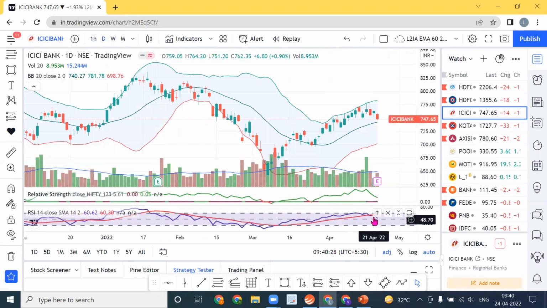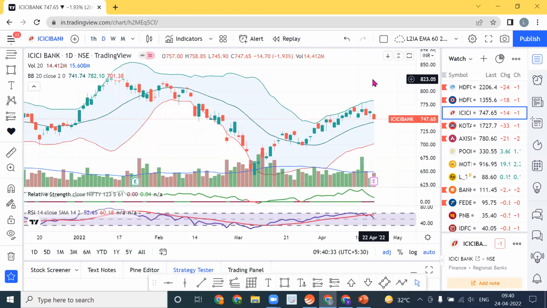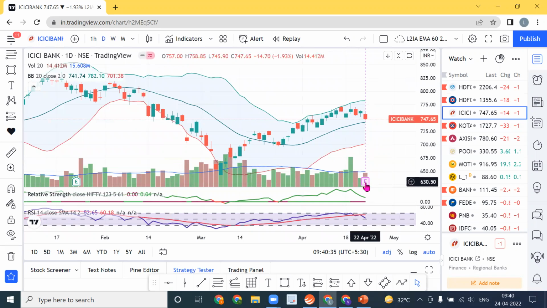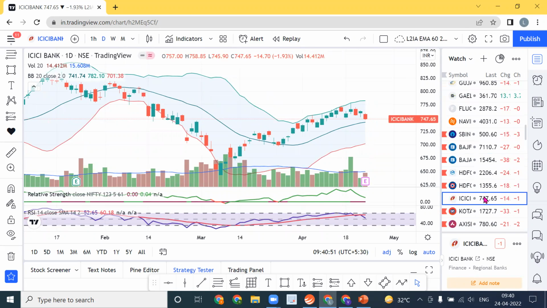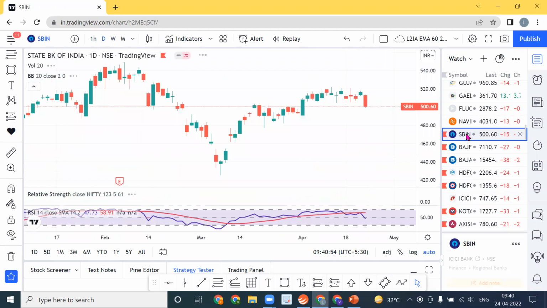See here, the relative strength is going down. Now, what will happen tomorrow? Because the earnings have been declared, you will find some push in the stock. But still, I can tell you, because the banking sector is bad, I don't see any major upward movement until the banking sector starts moving up. Similarly, SBI, where is SBI? Okay, SBI.